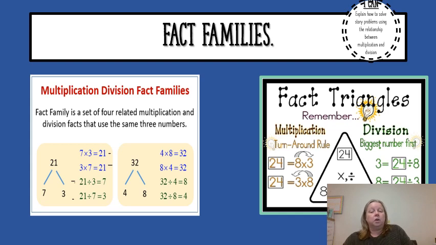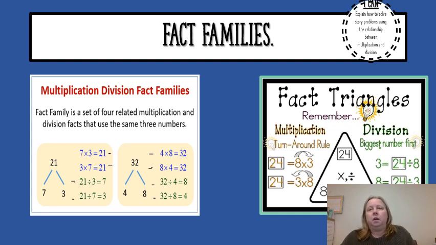We'll look at one more. 4, 8, and 32. So we have 4 times 8 is 32. We have 8 times 4 is 32. We have 32 divided by 4 is 8, and 32 divided by 8 is 4. Same family members, doesn't matter which order they get in the car.